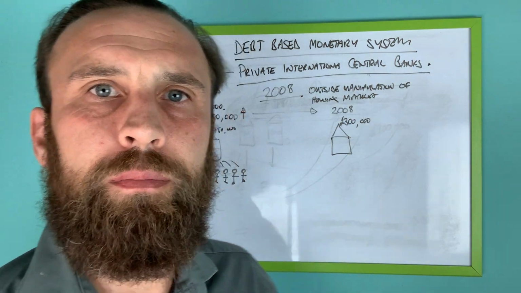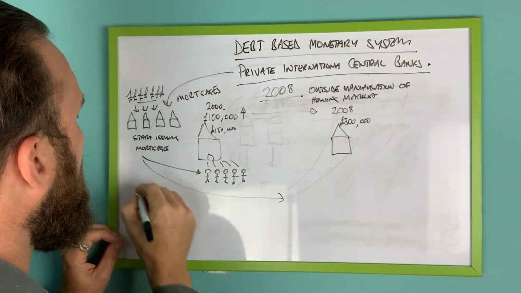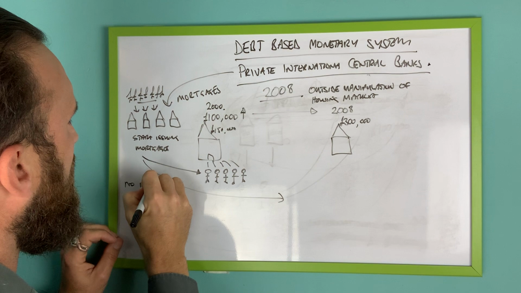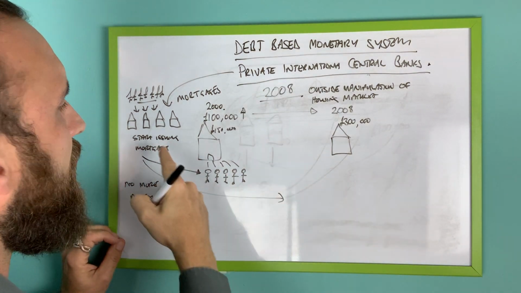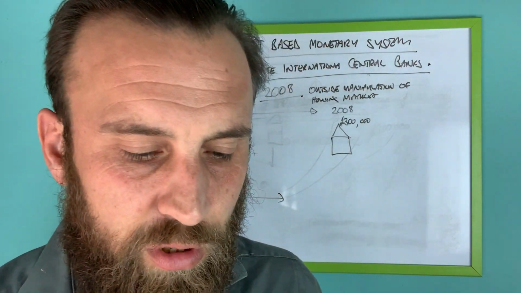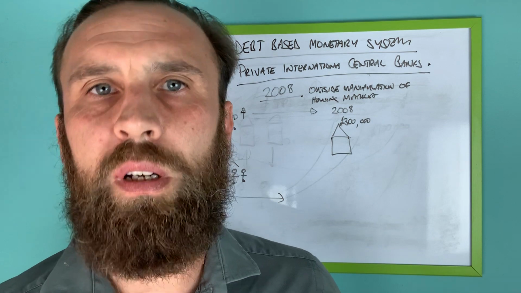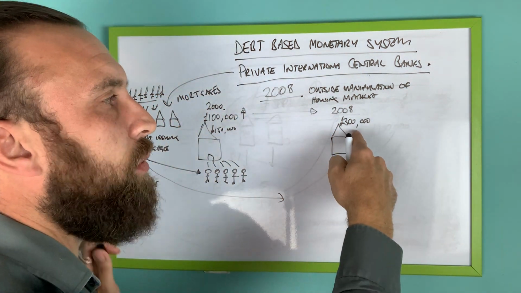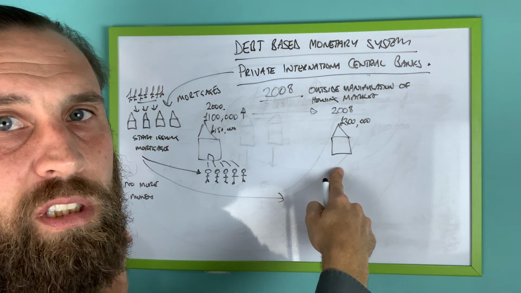So what happened? There's now no more money. So the bank said, no more mortgages. We haven't got any money for mortgages. So these people now want to sell their house that they bought for £300,000, but there's nobody wanting to buy it.